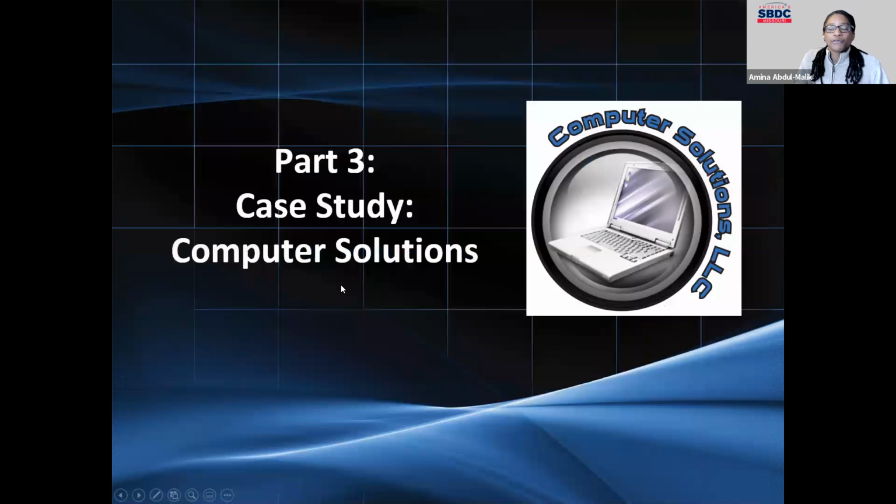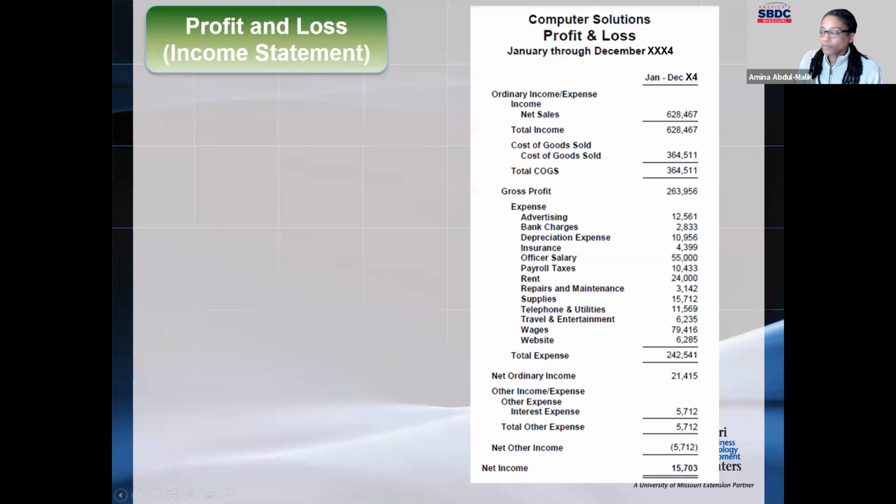All righty. So before we wrap up and talk a little bit about the financial ratios today and how to calculate those for your small business, we're going to do a brief case study. And here we have a regular profit and loss statement. As we stated before and talked about, the profit and loss is going to show on a simple level how the business is doing, okay?